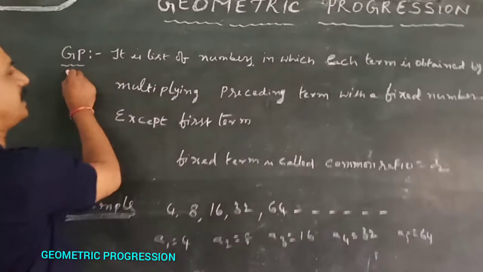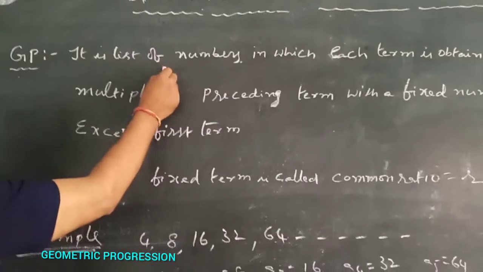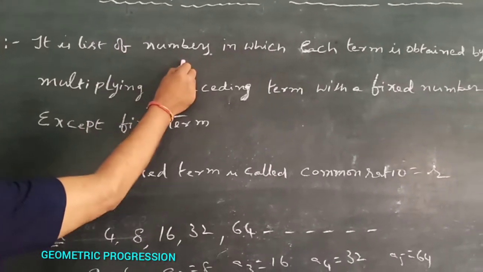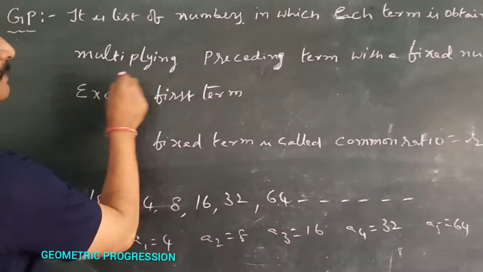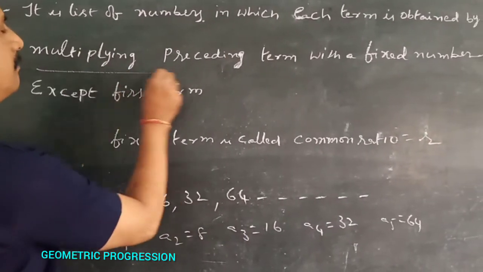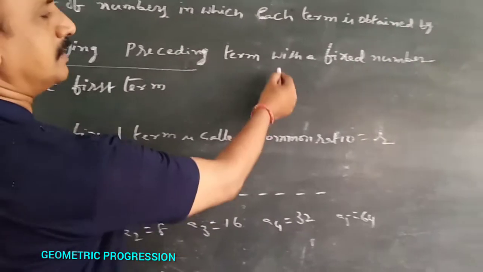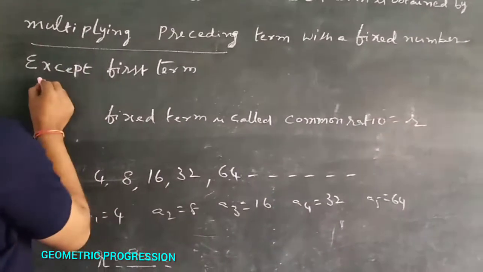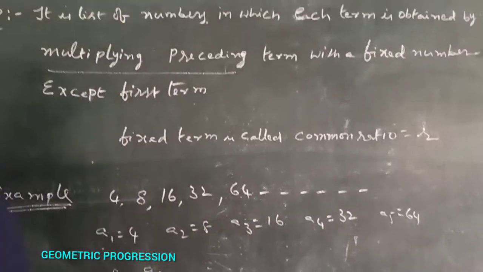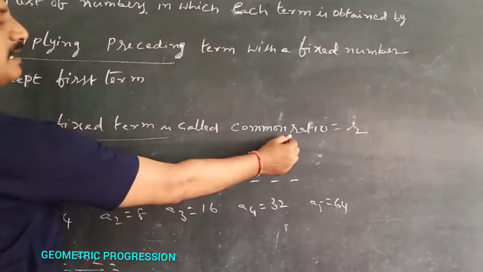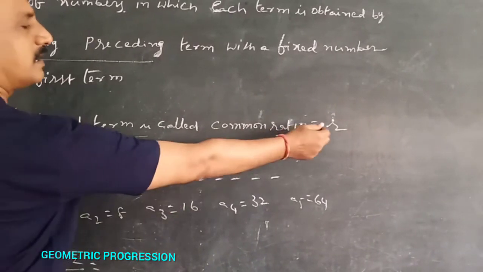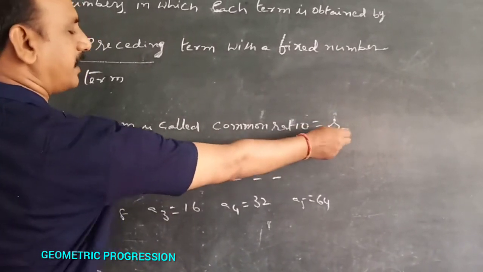So what is the GP? It is a list of numbers in which each term is obtained by multiplying the preceding term with a fixed number except the first term, then the sequence is called the geometric progression. That fixed term is called the common ratio, that is denoted by R.